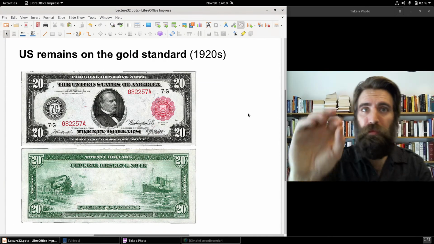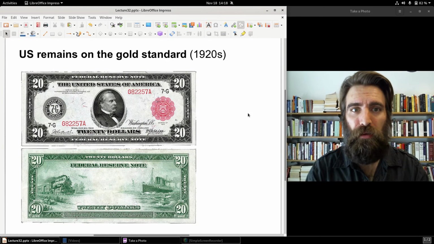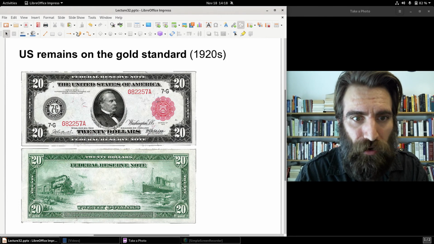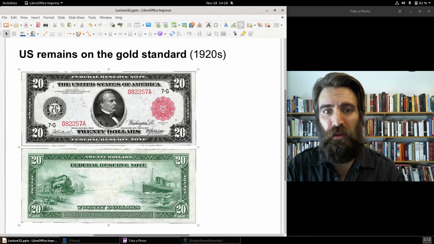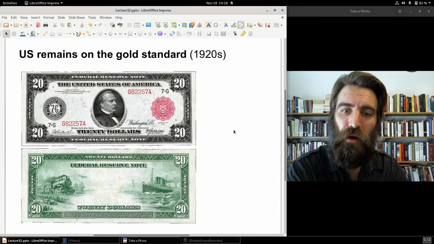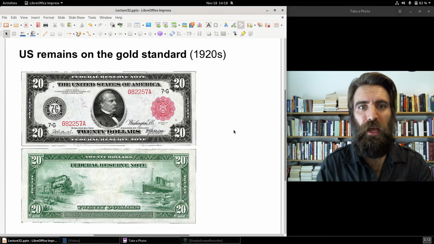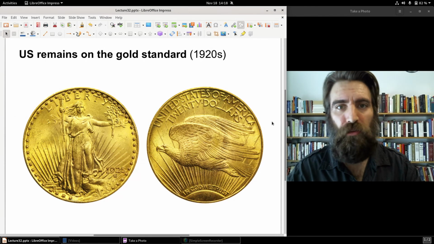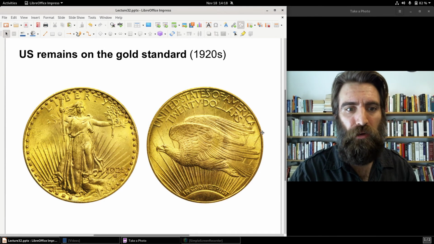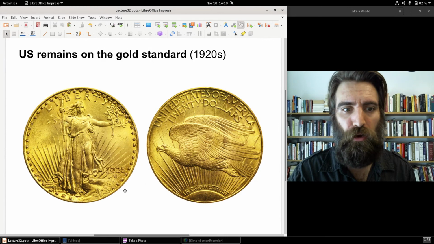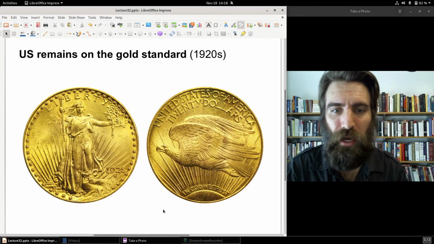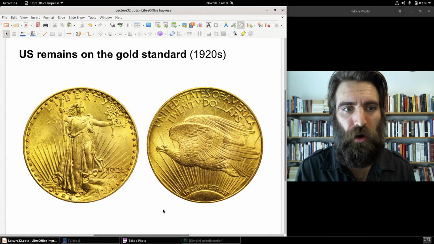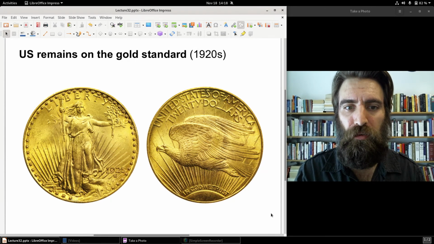Keep in mind, as this is going on, the U.S. remains on the gold standard. This note still says the United States of America will pay to the bearer on demand $20. So you could take this $20 note to the U.S. Treasury in Washington, D.C., and receive this coin, right? And in fact, gold coins are in circulation in the United States in the 1920s. This is a double eagle, $20 gold coin in the U.S. from 1925, right? But this is solely the U.S. now. Europe is no longer on this system.